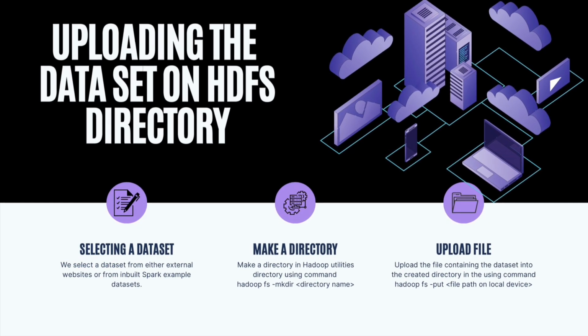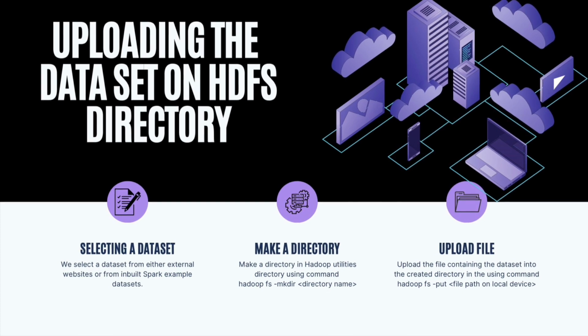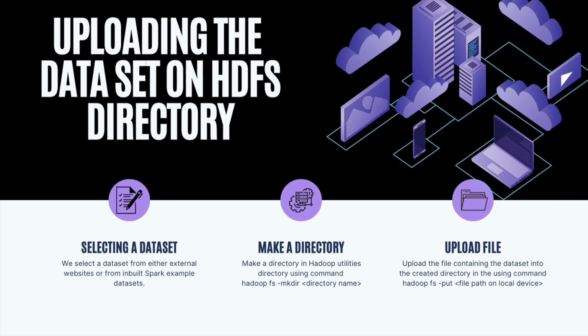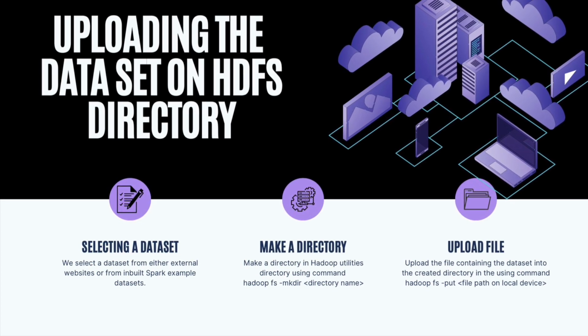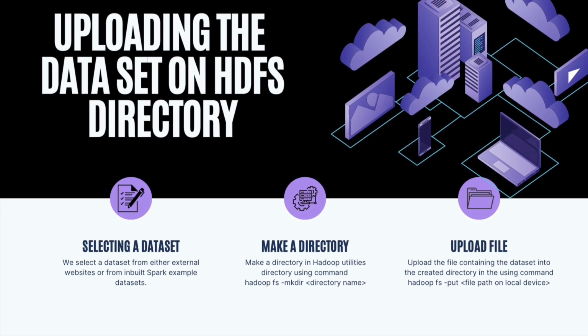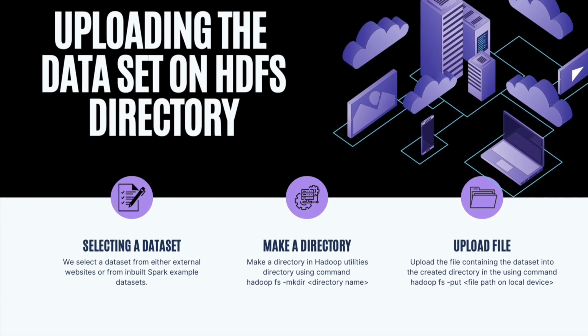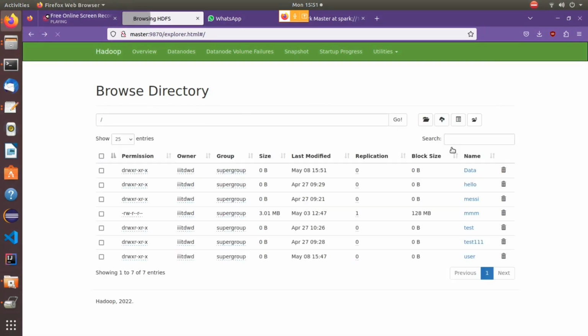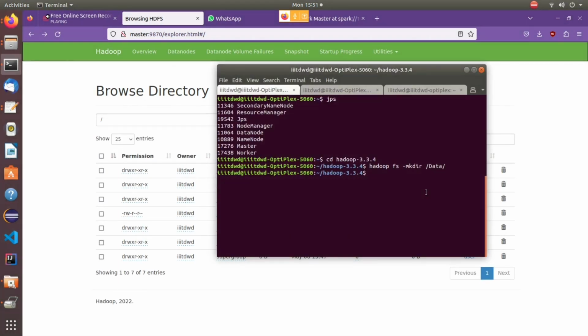Once the cluster is set up, we proceed to uploading a dataset to the HDFS cluster by following these 3 steps. First, we select a dataset from either external websites or from inbuilt Spark example datasets. For this project, we have done the latter. We then create a directory using the command hadoop fs -mkdir /data. This created directory, data, can be viewed in the utilities directory of our HDFS cluster.